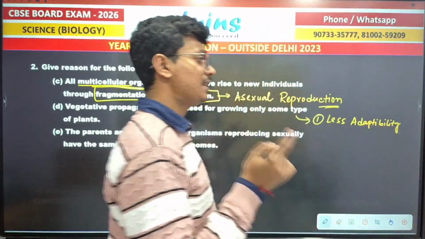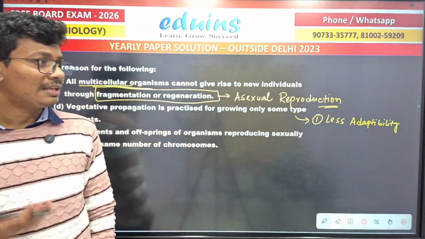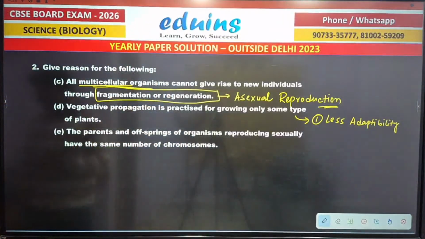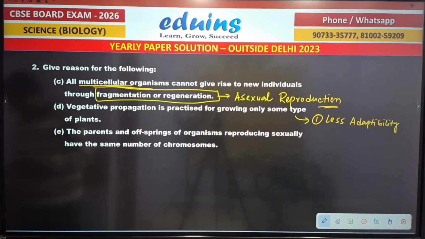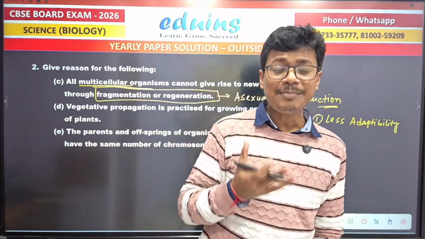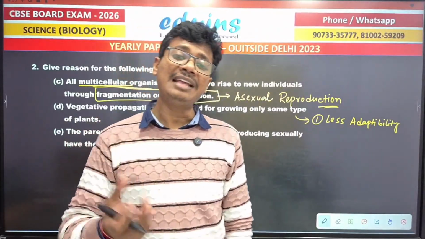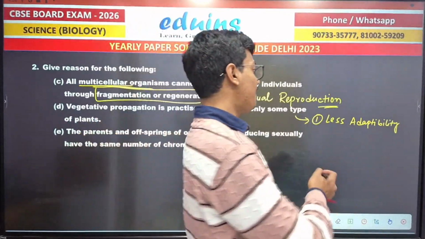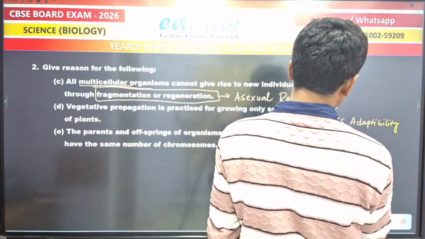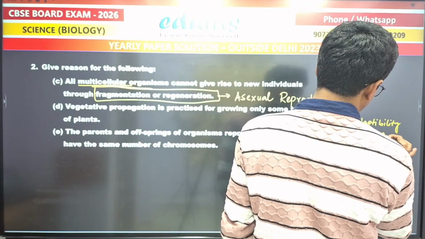Why? Because they look exactly like their mother or parent plant. So they are less adaptable because they have the same genetic makeup as their parent, so they are less adaptable in a changing environment. So, no genetic variation.